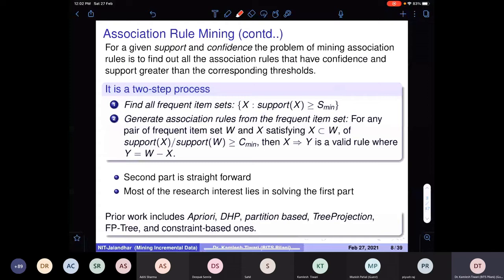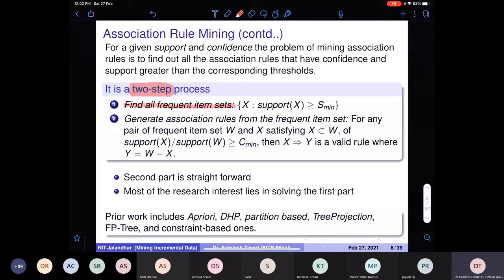And this can be written in this way. Here you just see that it is a two-step process. We are going to discuss the Apriori algorithm very soon. The first thing is to find all the frequent item sets.